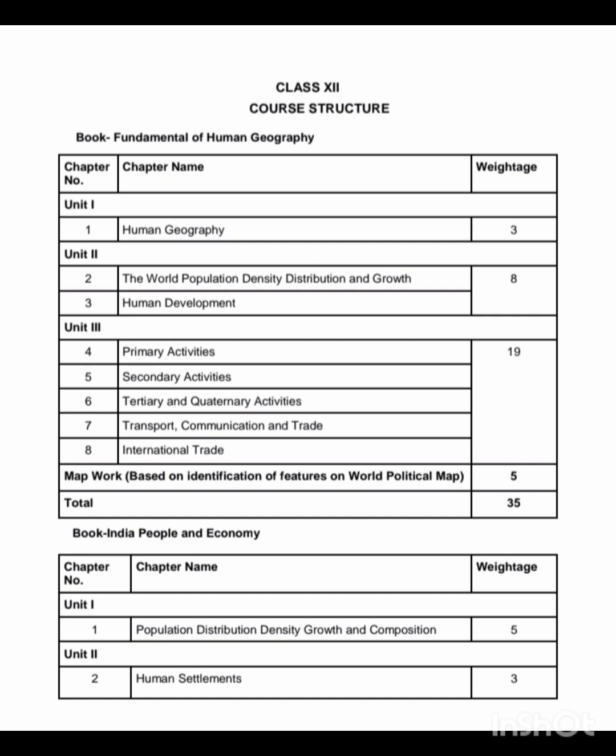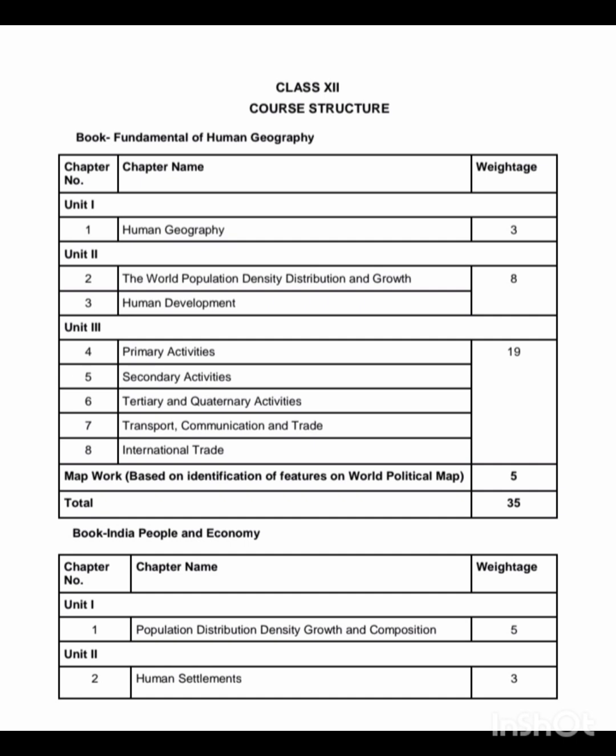Next, go for unit 2, because it consists of 8 marks and there are two chapters in it: population density distribution and human development. So chapters 2 and 3 you can learn in the next phase. So for book 1, do unit 3 and unit 2 first. Then go for the next.